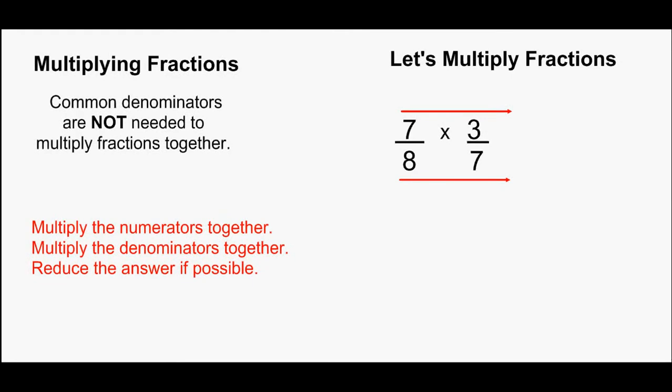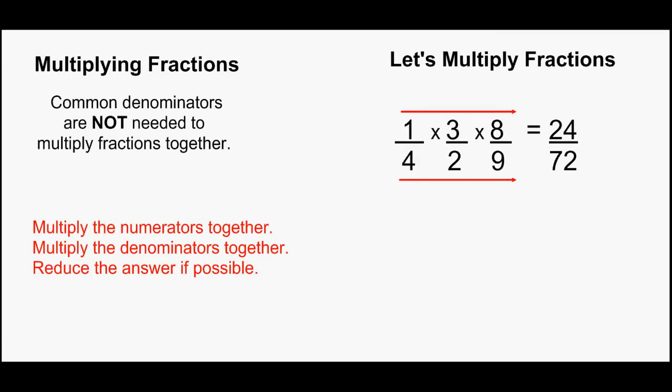Here's another example. 7/8 times 3/7. Multiply the numerators together. 7 times 3 equals 21. Multiply the denominators together. 8 times 7 is 56. Our answer, 21/56, can be reduced to 3/8.